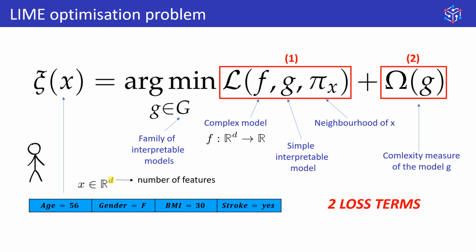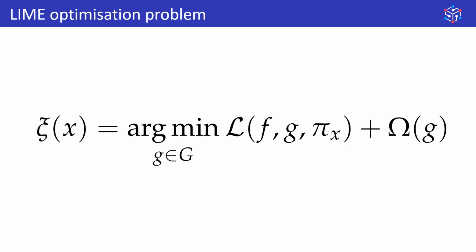Here, we assume complexity is opposed to explainability. The objective is to assure interpretability and local fidelity while minimizing the first loss function, maintaining omega of g, that is, the second loss function, small enough to be interpretable for a human. In summary, our loss function tells us to find a simple model g belonging to the class of interpretable models, capital G, where the model fidelity is maximized in the neighborhood pi of x of our instance, keeping the interpretability as simple as possible.